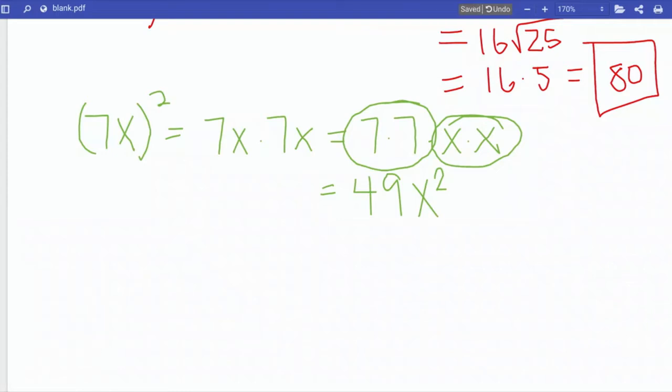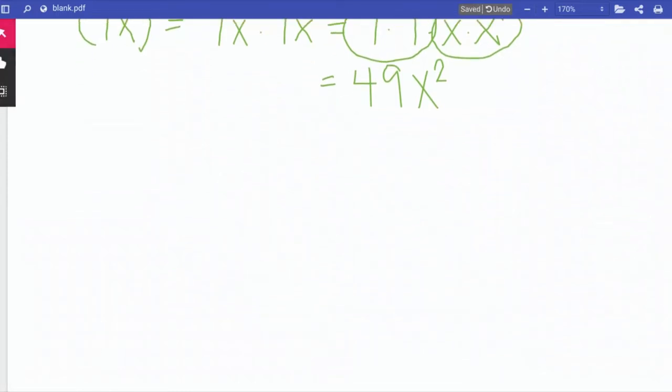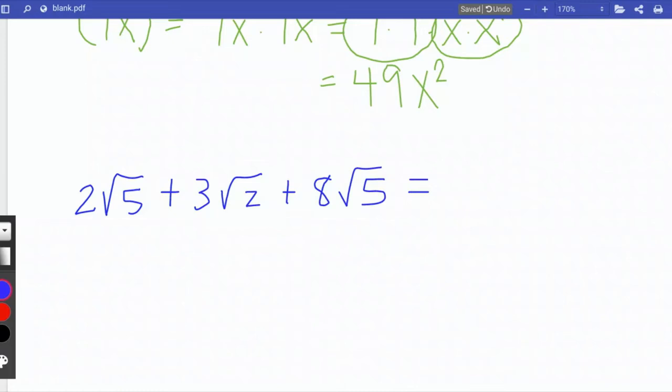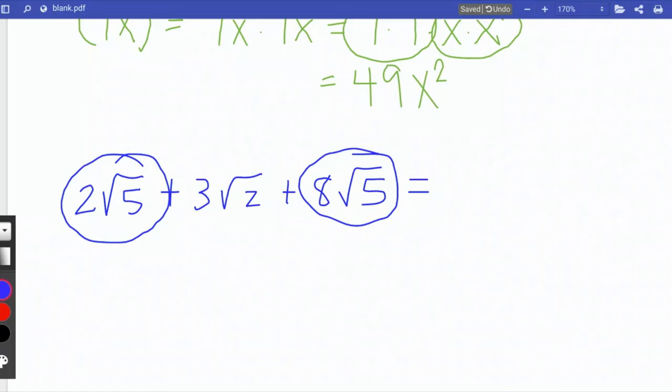If you want to add together radicals or square roots, let's say we had 2 square roots of 5 plus 3 square roots of 2 plus 8 square roots of 5, we can only add together the radicals that have the same number underneath them. So this is 2 square roots of 5 and 8 square roots of 5. That gets us 10 square roots of 5. And then we just write plus 3 square roots of 2 on the end, because the radical is a 2, not a 5.